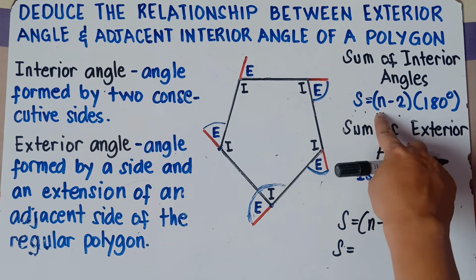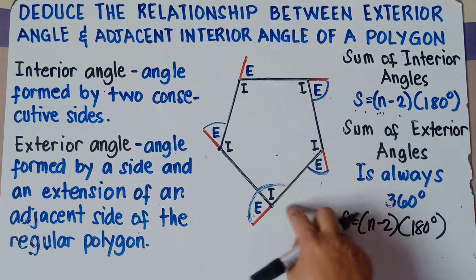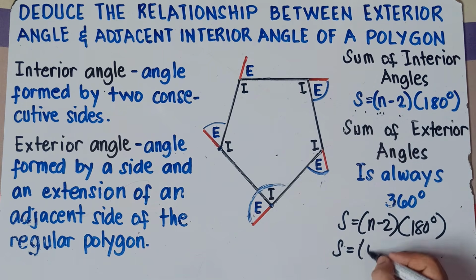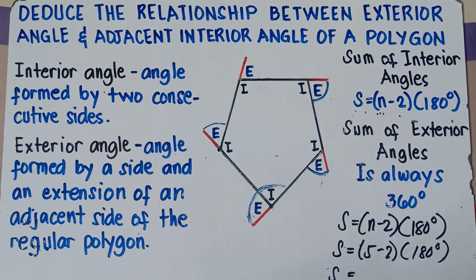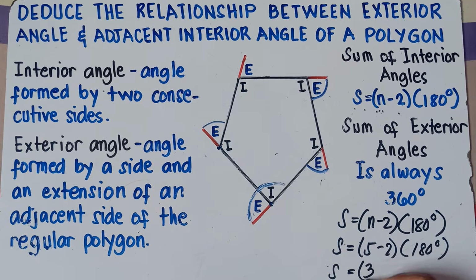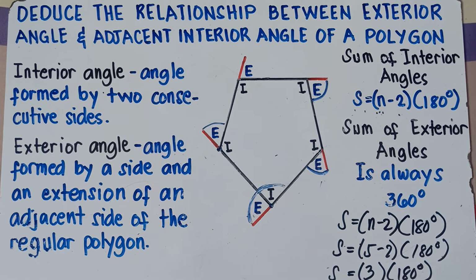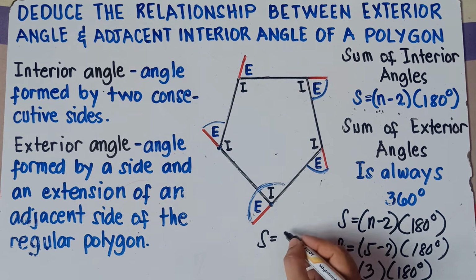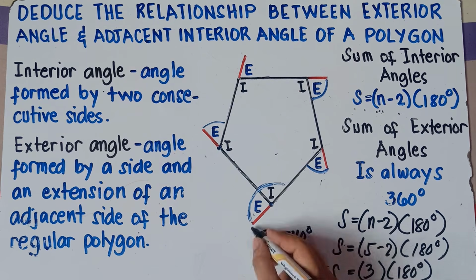So n represents the number of sides. Therefore, we have 5 sides. So our sum is 5 minus 2 times 180 degrees. So S equals 5 minus 2, that's 3, times 180 degrees. Therefore, the sum is equal to 540 degrees.